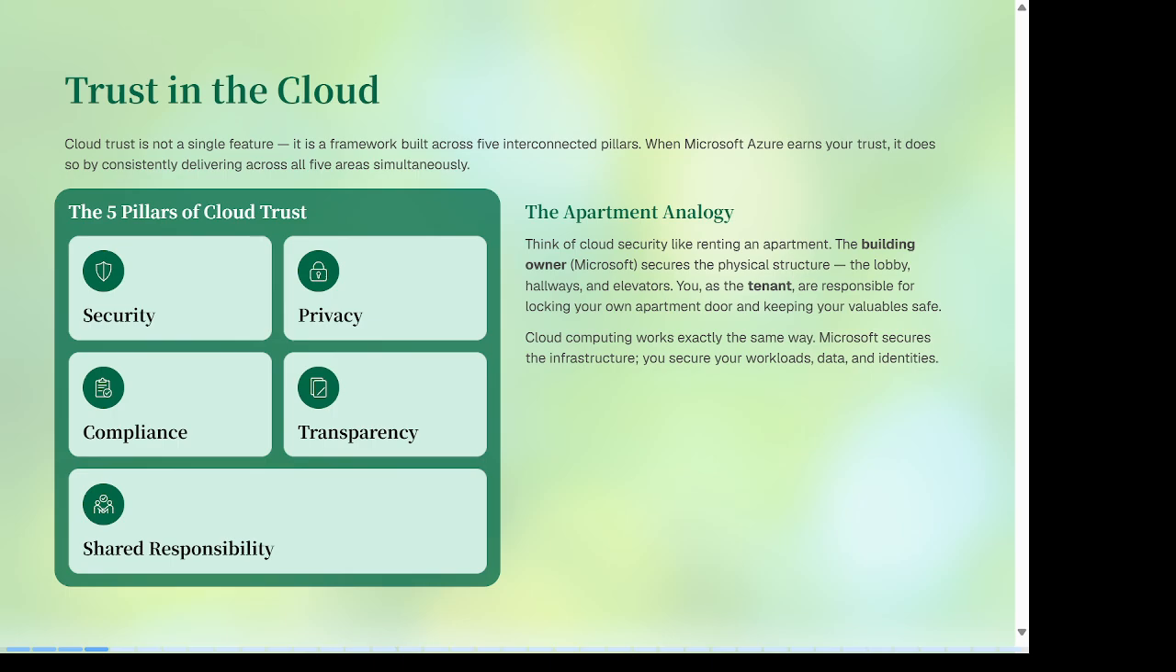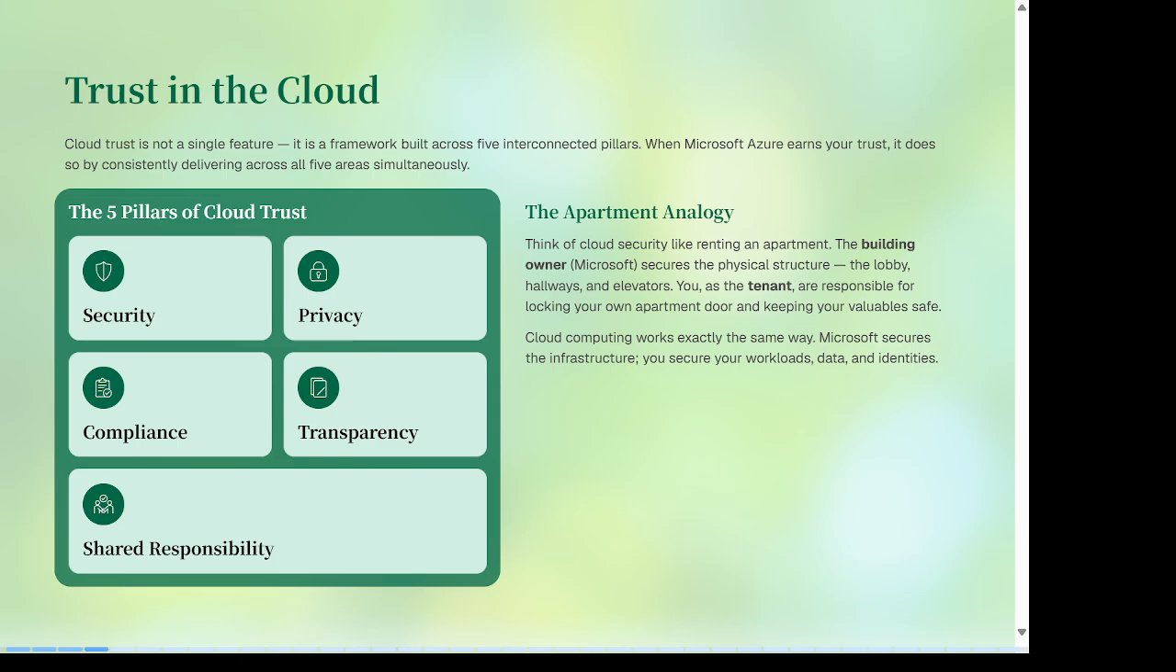Okay, we have introduced the pillars of digital trust. Let me ask you, what does it actually mean to trust the cloud? Many people think cloud trust comes from a single security feature like encryption or multi-factor authentication, but that's not how it works. Cloud trust is not a single feature.